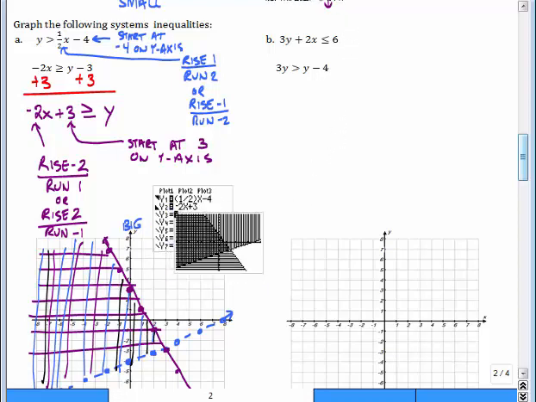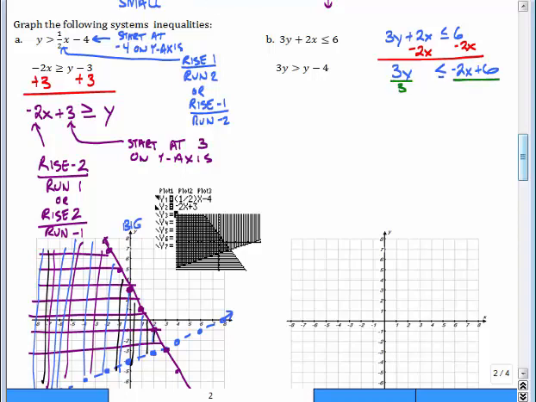So for this first top equation, I'll bring that over here to the side. I have 3y plus 2x is less than or equal to 6. So I'm going to start isolating the y by subtracting 2x from both sides first. And that leaves me with 3y, and then 2x and negative 2x cancel out, is less than or equal to negative 2x plus 6. And then I divide both sides by 3. So y is less than or equal to negative 2/3 x plus 2.